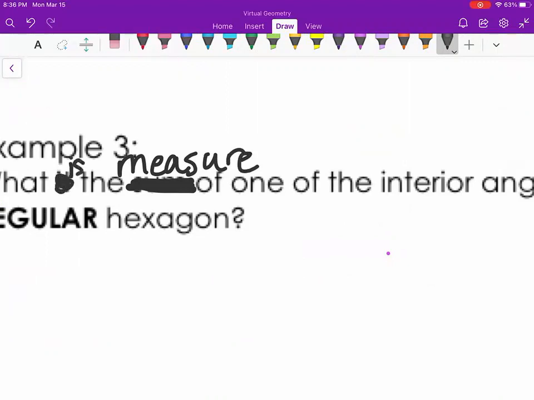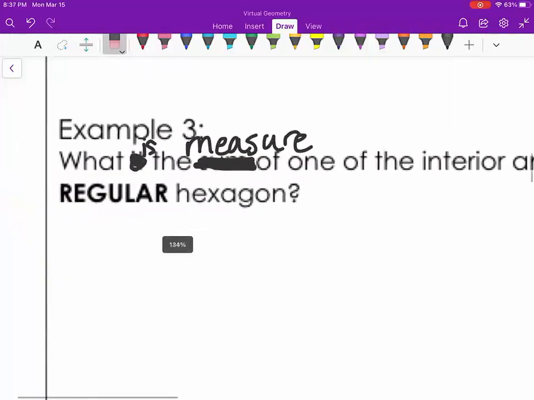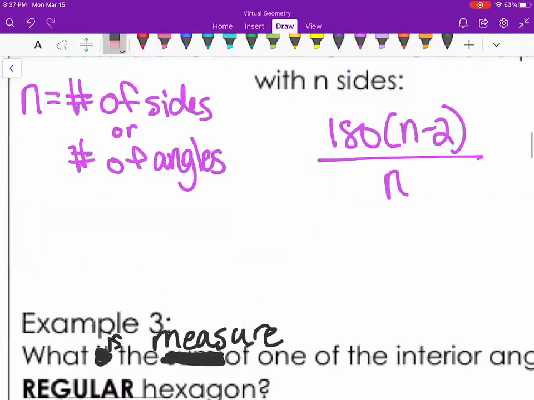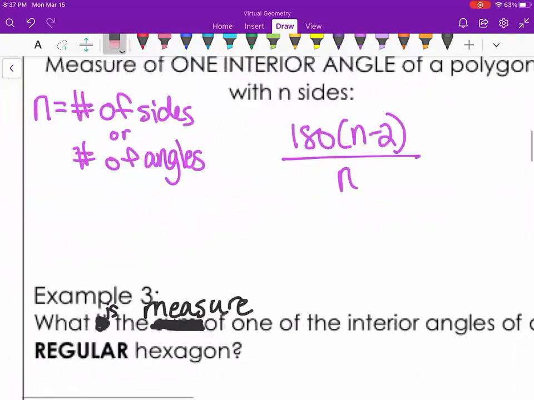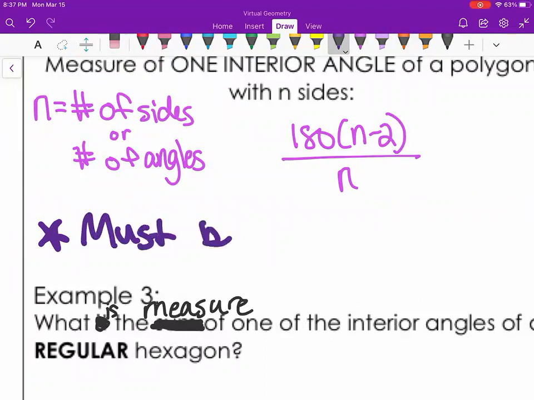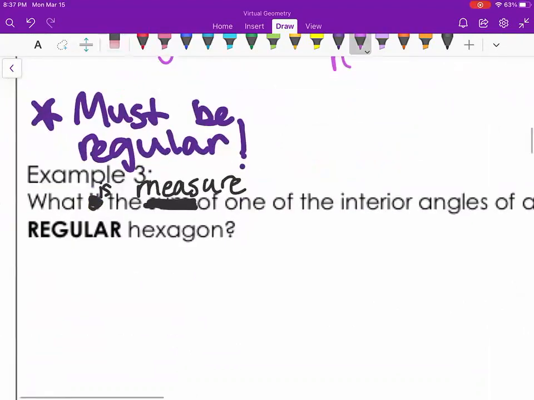And what is the measure of one of the interior angles of a regular hexagon? Now that is something we must be specific about here, because to deal with one interior angle, the shape must be regular to use this formula. This figure must be regular, and notice that's what it's told us here.